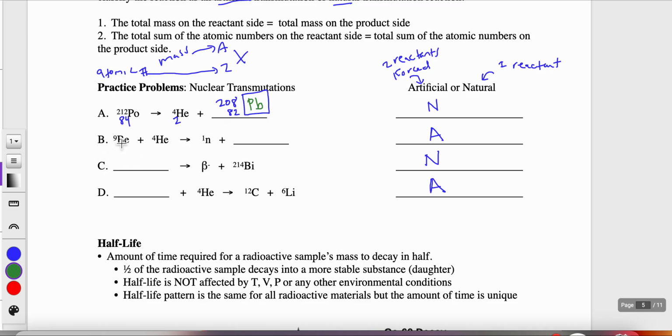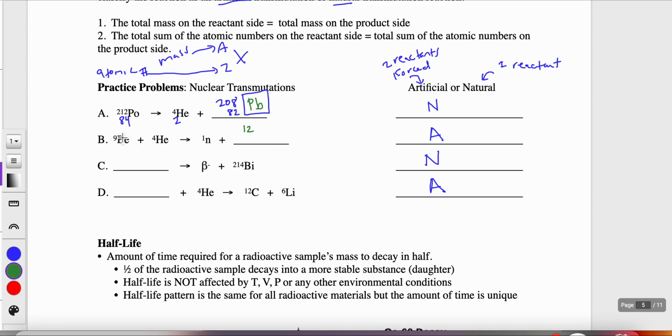So we're going to go ahead and solve letter B's example the same way. If you take a look on the left-hand side, we have a mass of 9 plus a mass of 4, which gives us a total mass of 13 on the left. On the right-hand side, I only see one structure with a mass of 1. So 1 plus something will equal 13. So the missing structure must have a mass of 12. Now we've got to do the same thing for protons, or the atomic number.